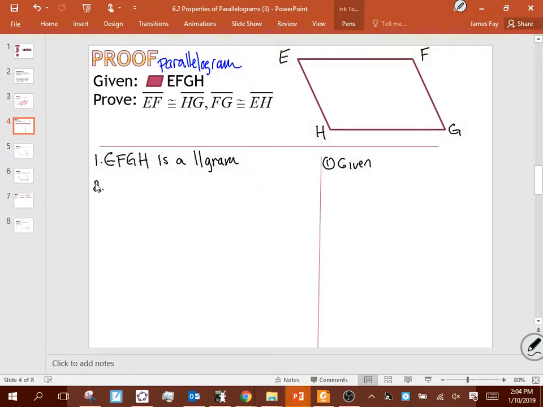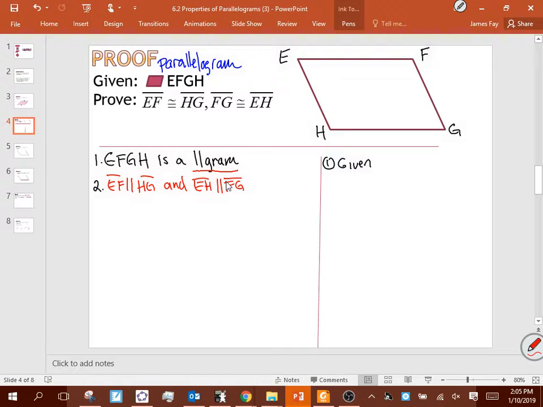Okay, so parallelogram, that word is a vocabulary word, isn't it? So when I go to parallelogram in the back of the book, it's going to tell me what? The opposite sides are parallel. Okay. So based off of that definition, I should be able to say EF is parallel to HG, and EH is parallel to FG.